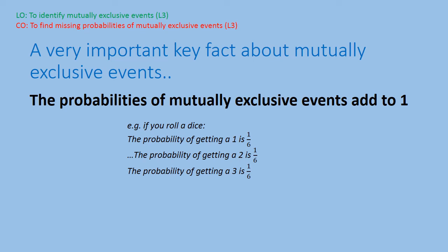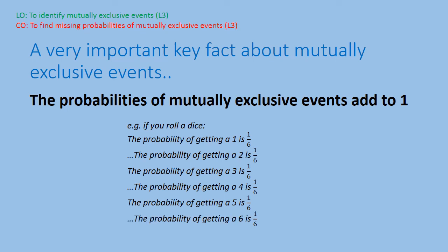The probability of getting a 3 is 1 out of 6. Getting 4 is 1 out of 6. Getting 5, 1 out of 6. Getting 6 is 1 out of 6. If we add them together, what will we get? 1 out of 6 plus 1 out of 6 plus 1 out of 6 plus 1 out of 6 plus 1 out of 6 plus 1 out of 6, which is equal to 6 out of 6. 6 out of 6 means 1. So the probabilities of mutually exclusive events add to 1.